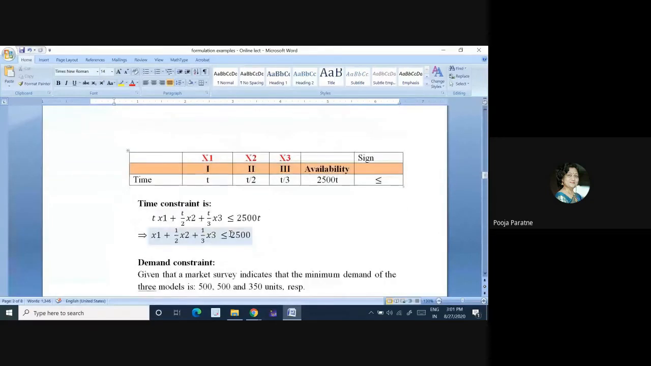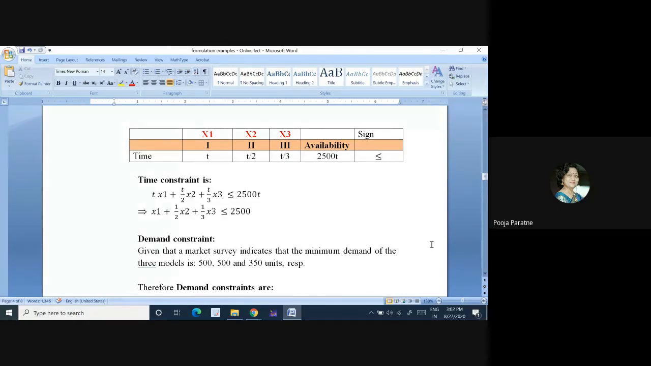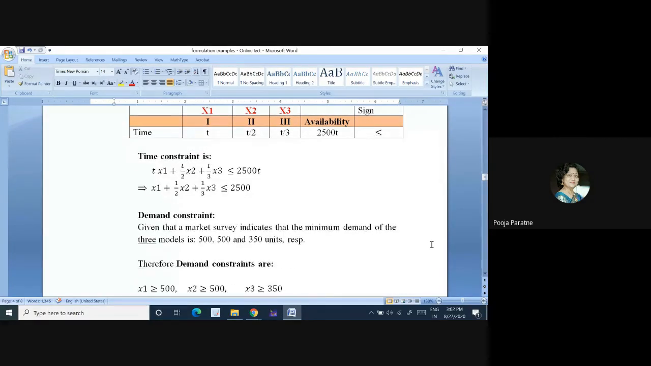Here it was a time constraint. Now you see this demand constraint. Given that a market survey indicates that the minimum demand of the 3 models is 500, 500 and 350 units respectively, that is, 500 units is the requirement for model 1, the number is minimum. So it is a very simple constraint.